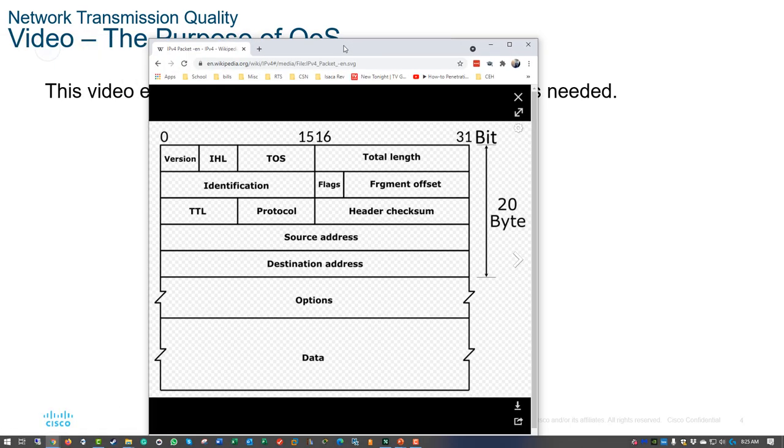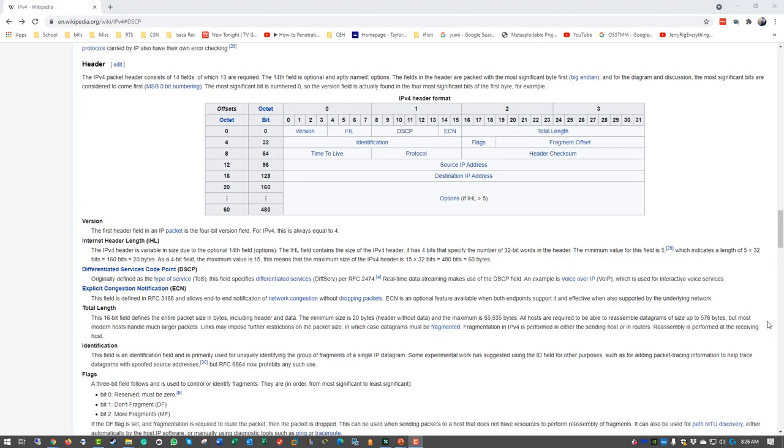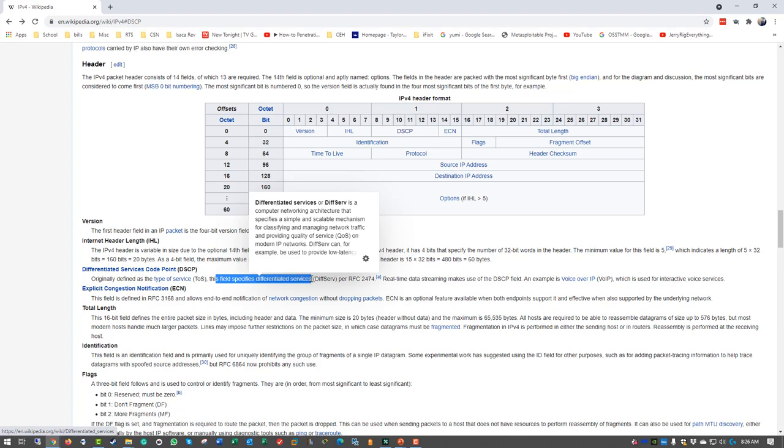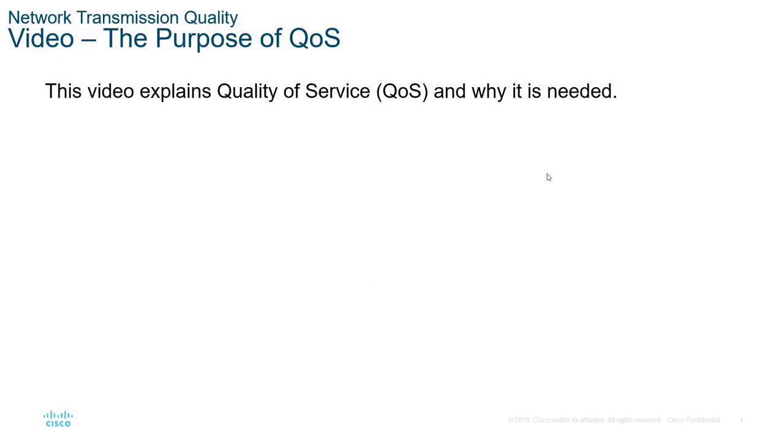All right, so in Wikipedia, we can see a pretty common IPv4 header, and we can see right here we have this TOS. Different view, same thing, IP header. The TOS was replaced by this DSCP. DSCP was originally defined as TOS, but this basically was a differentiated service, or DiffServ. That's what QoS is.